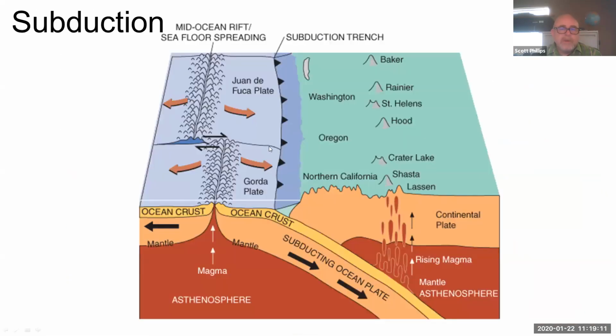So here, this is the Juan de Fuca plate. It's being subducted underneath Northern California and the Pacific Northwest. That's what creates a lot of the volcanoes like Mount Lassen, Mount Hood, and so on up in the Pacific Northwest, including in Northern California, like Mount Shasta and Mount Lassen.